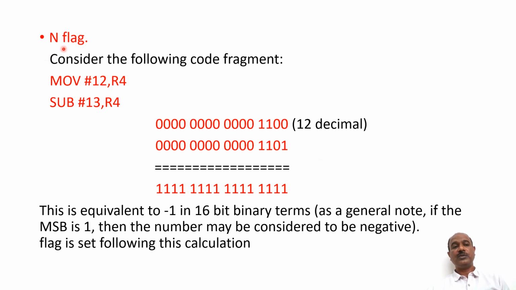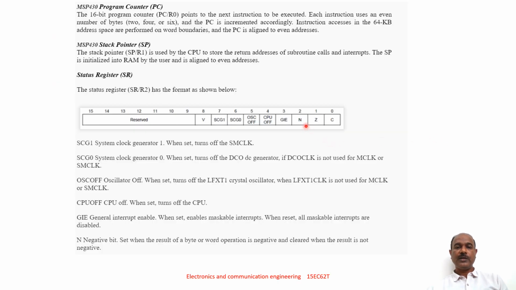So how will the microcontroller tell that it is a negative number? It will indicate it by this bit, that is, the n bit will be set equal to 1. So this is how the n flag is used in the case of the MSP430 microcontroller. That is the n flag. What about the z flag?